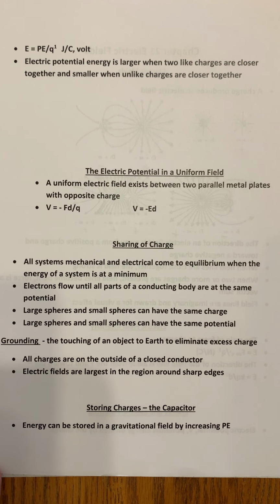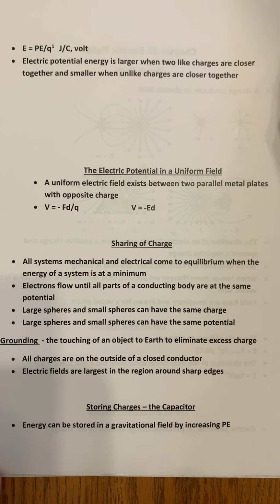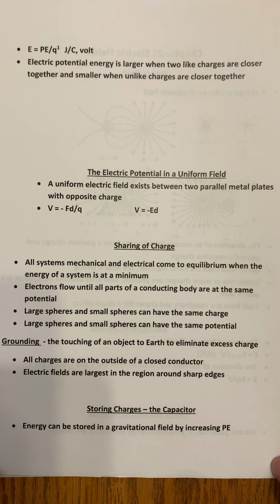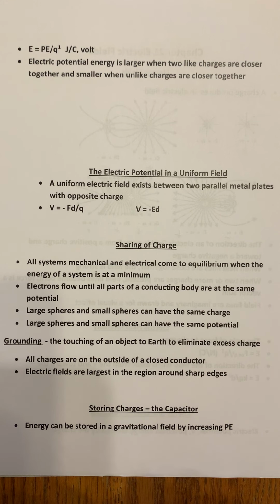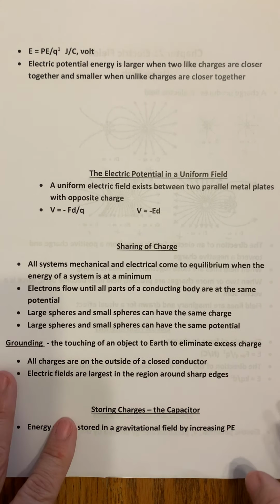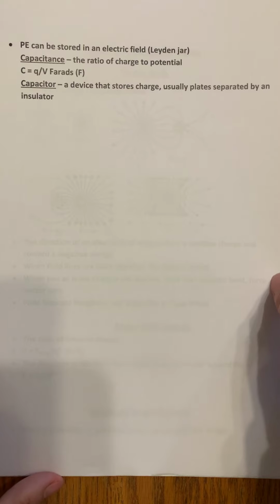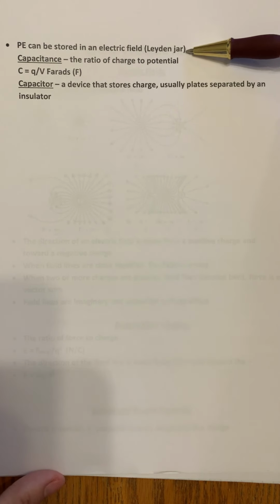Storing charge is a capacitor. Energy can be stored in a gravitational field by increasing the potential energy. A good example of a capacitor is a camera flash. What happens is it builds up the charge and then it releases the flash, and then it builds up the charge so that it can release the flash again. Potential energy, you can look this up.